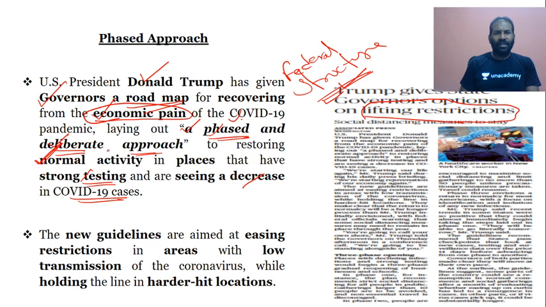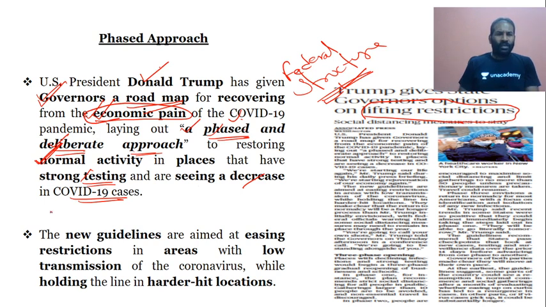And the phased and deliberate approach is to make sure that they are coming out of the economic pain. And to come out of the economic pain, Donald Trump has given a roadmap to the governors, and it is now up to the governors to decide whether they have to go ahead with economic activity or lift the restrictions or the lockdown, and then how to go ahead.